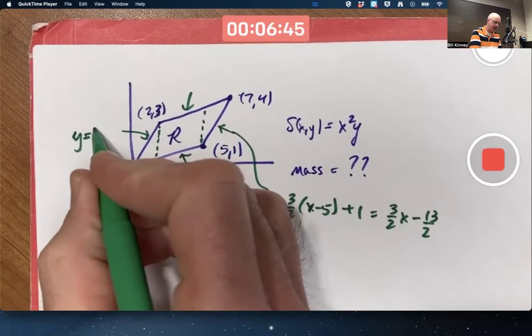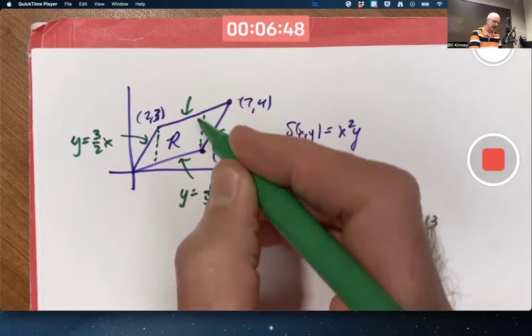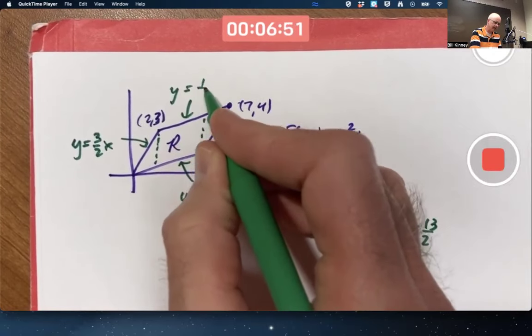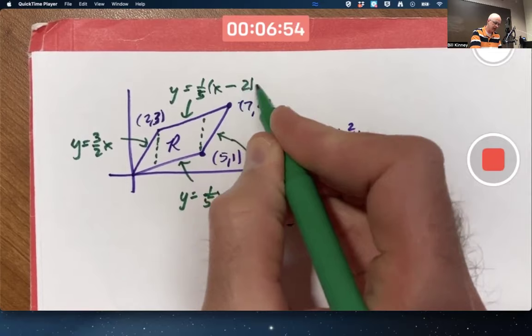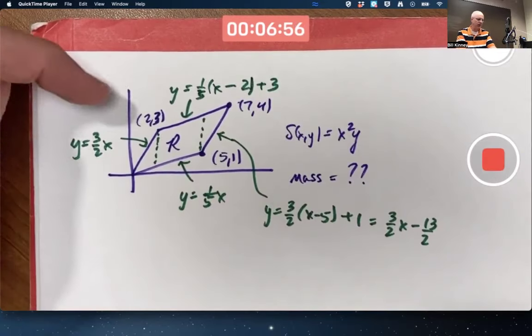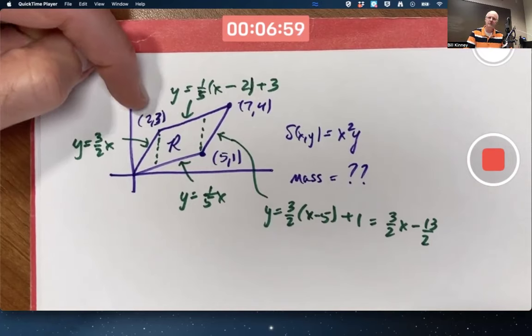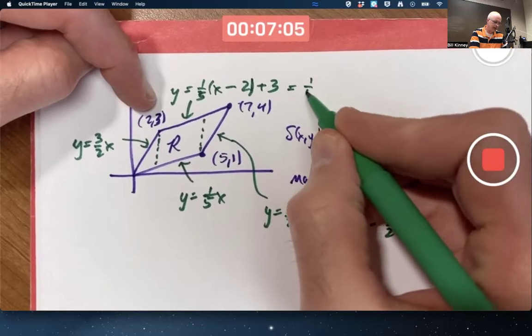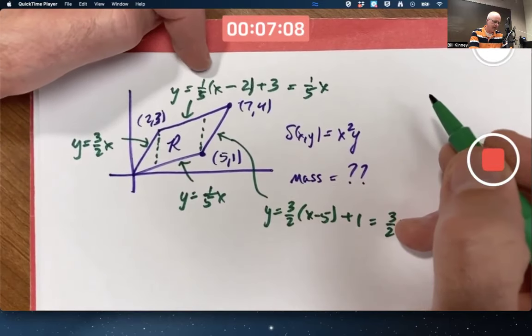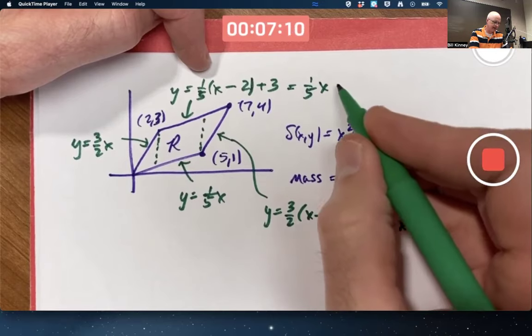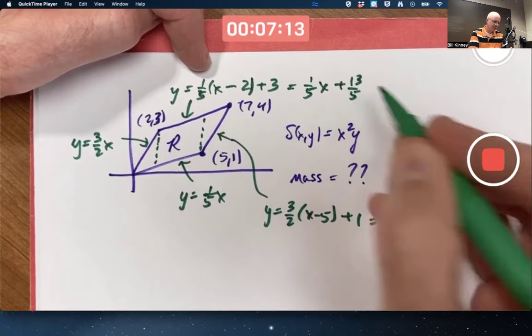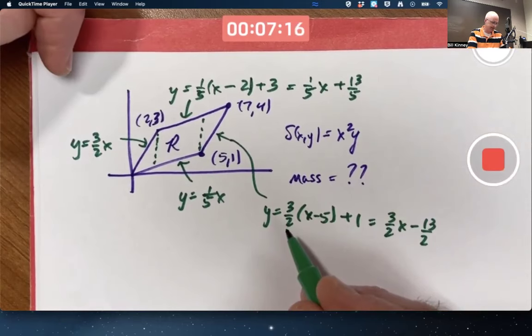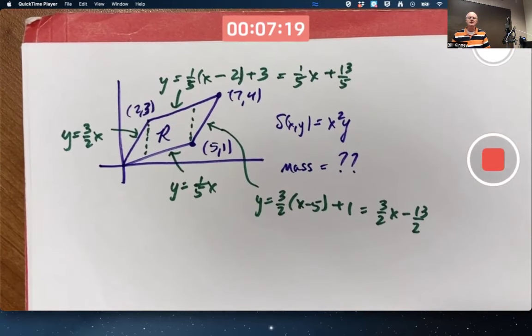This one's just going to be y equals 3/2 x. And this one is going to be y equals what? 1/5 x minus 2 plus 3, using that point right there. Subtract the 2 because that's the first coordinate, and add the 3 because that's the second coordinate, which expands to 1/5 x, and 3 minus 2/5 is 13/5. The y-intercept is 2.6. So those would be the limits of integration for the appropriate double integrals.